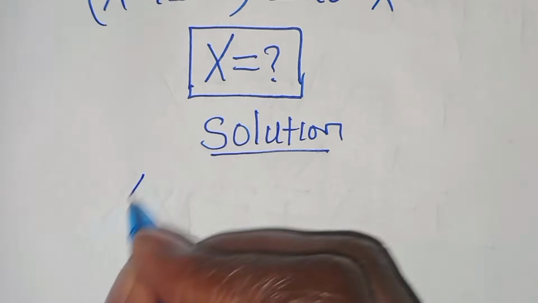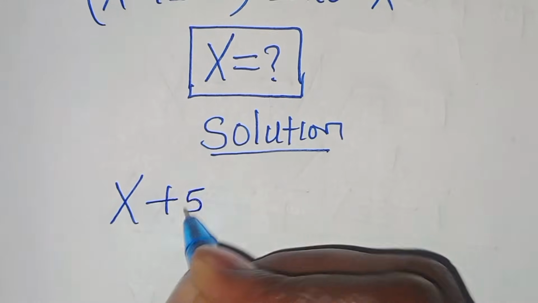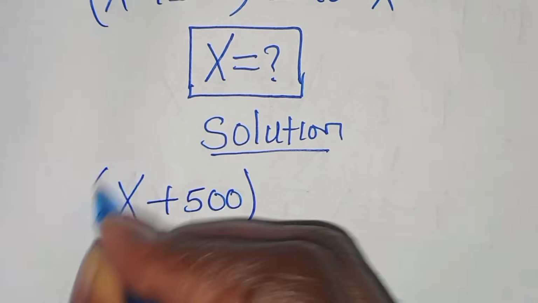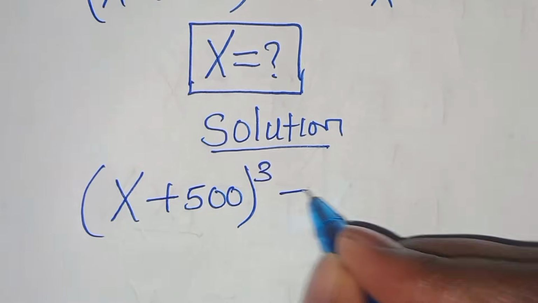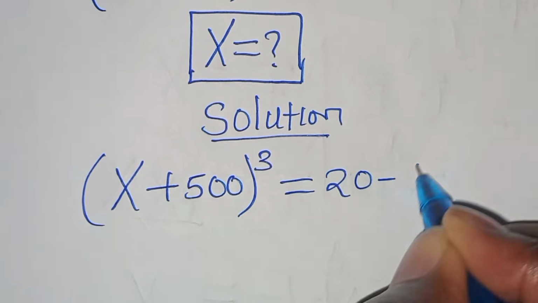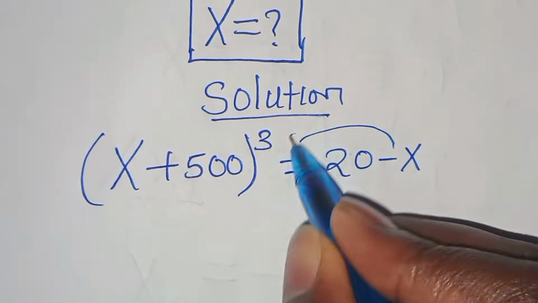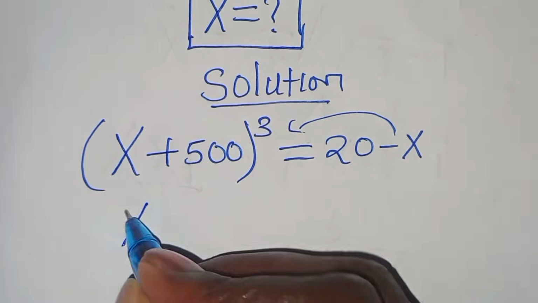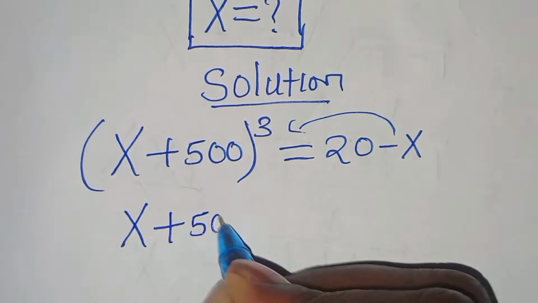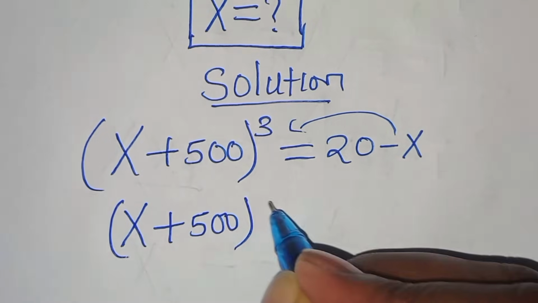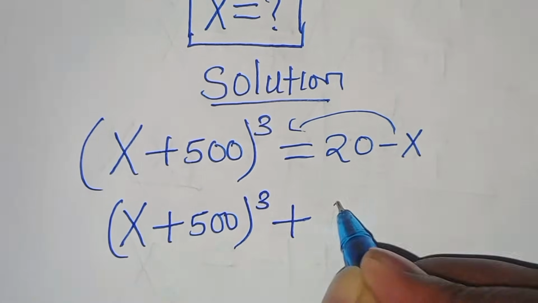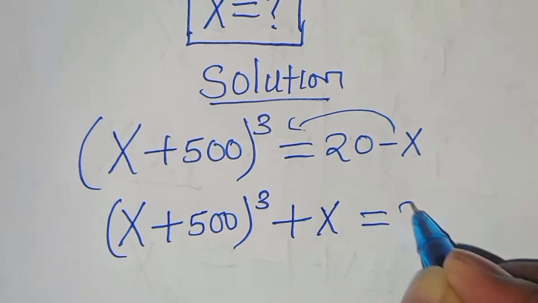So we have (x + 500)^3 = 20 - x. The first step is to take minus x from the right side to the left hand side, so that we have (x + 500)^3 + x = 20.